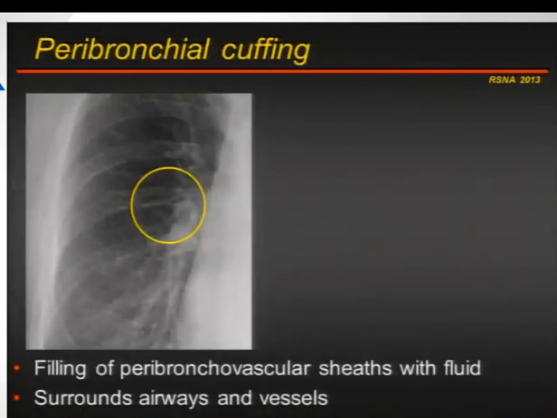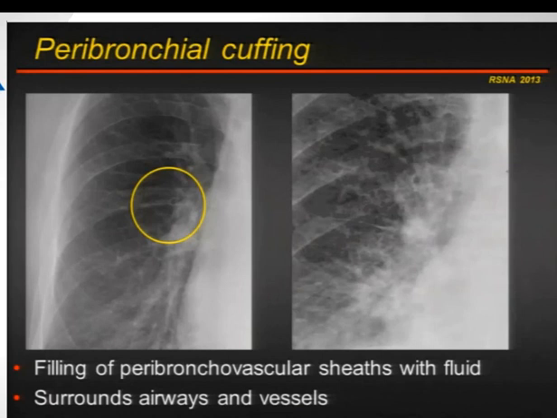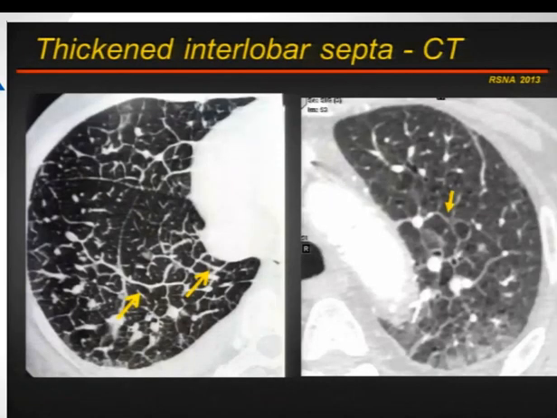Peribronchial cuffing is another very well-known but probably underutilized sign of pulmonary edema. In a normal situation, we can barely see the wall of the airway, but it can be easily seen when there is bronchial wall thickening, which is actually the filling of the peribronchial vascular sheath with fluid. And the peribronchial vascular sheath is not the only one which is affected, but also the sheath surrounding the vessels.